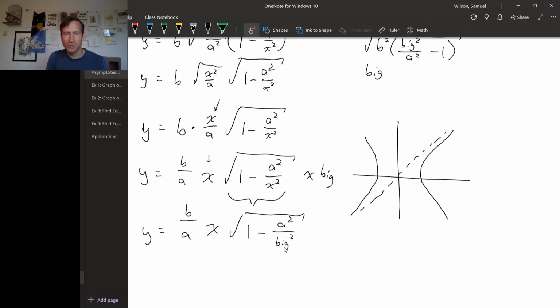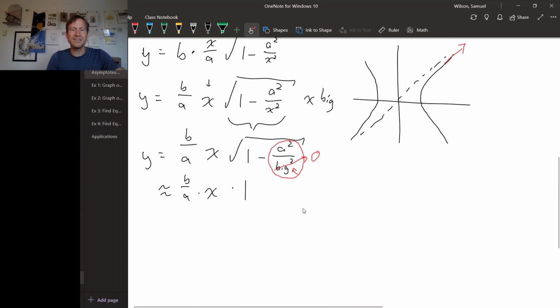Okay, so what happens here? Well, in this fraction, the denominator is getting big, and when we say big, we mean really, really big, right? This hyperbola goes all the way out towards infinity. So this denominator is getting very, very large. And when the denominator of a fraction gets very large and the numerator stays the same size, the fraction gets closer and closer to 0. So this fraction is going towards 0, and 1 minus 0 is 1, and the square root of 1 is 1. So when x is big, this whole square root part is about 1 times x times b over a.